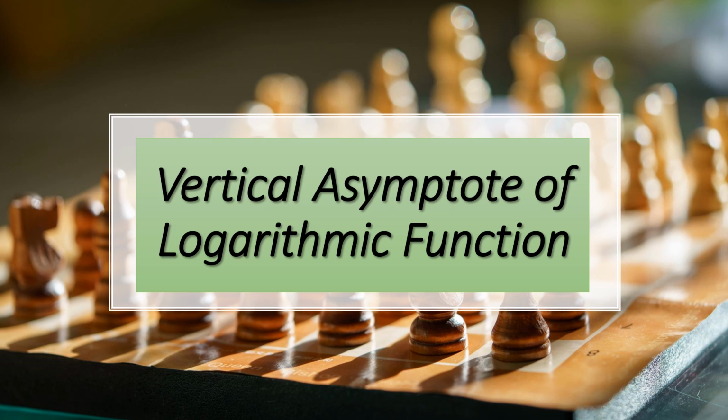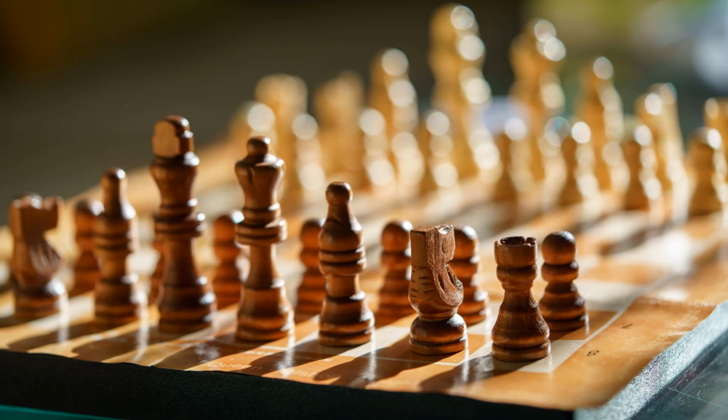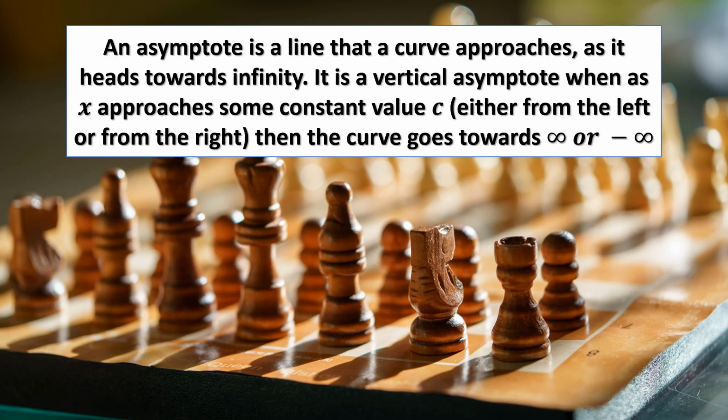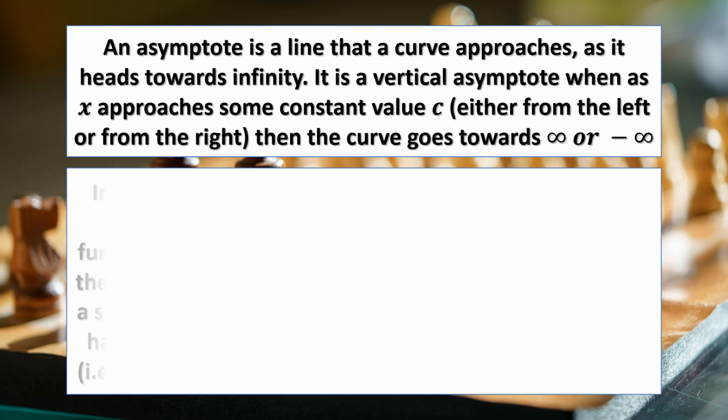Now, let's go to the asymptote and the vertical asymptote of the logarithmic function. An asymptote is a line that a curve approaches as it heads toward infinity. It is a vertical asymptote when, as x approaches some constant value c, either from the left or from the right, the curve goes towards infinity or negative infinity.